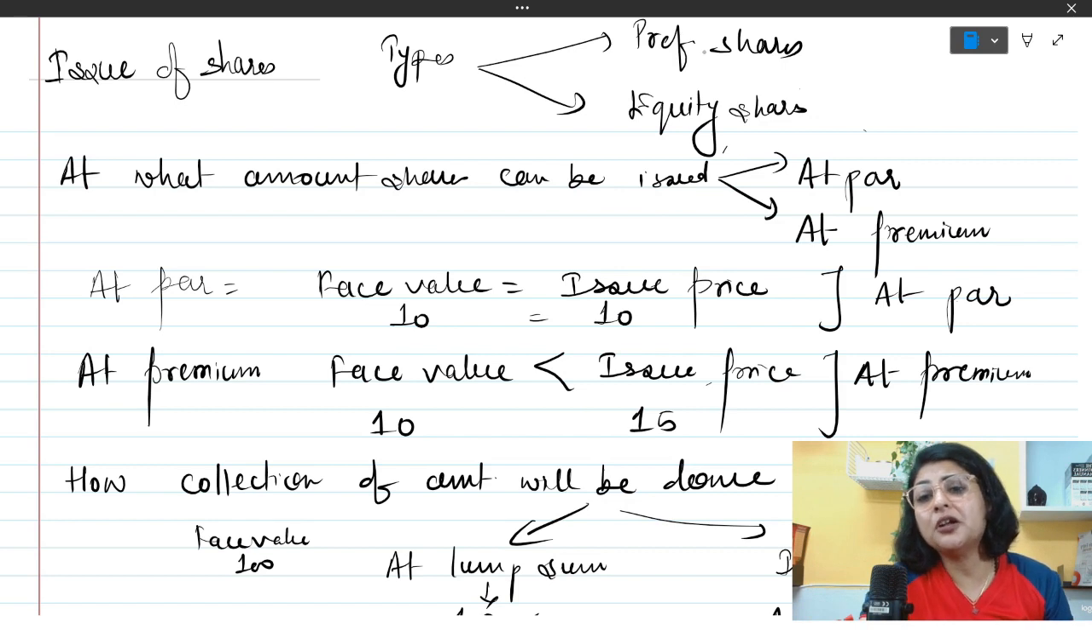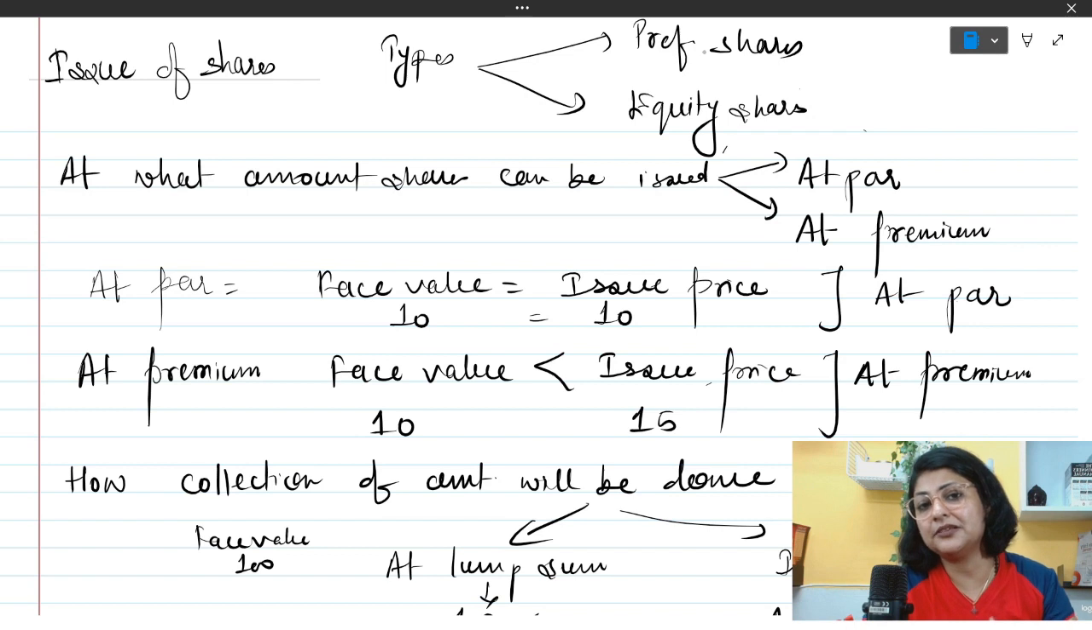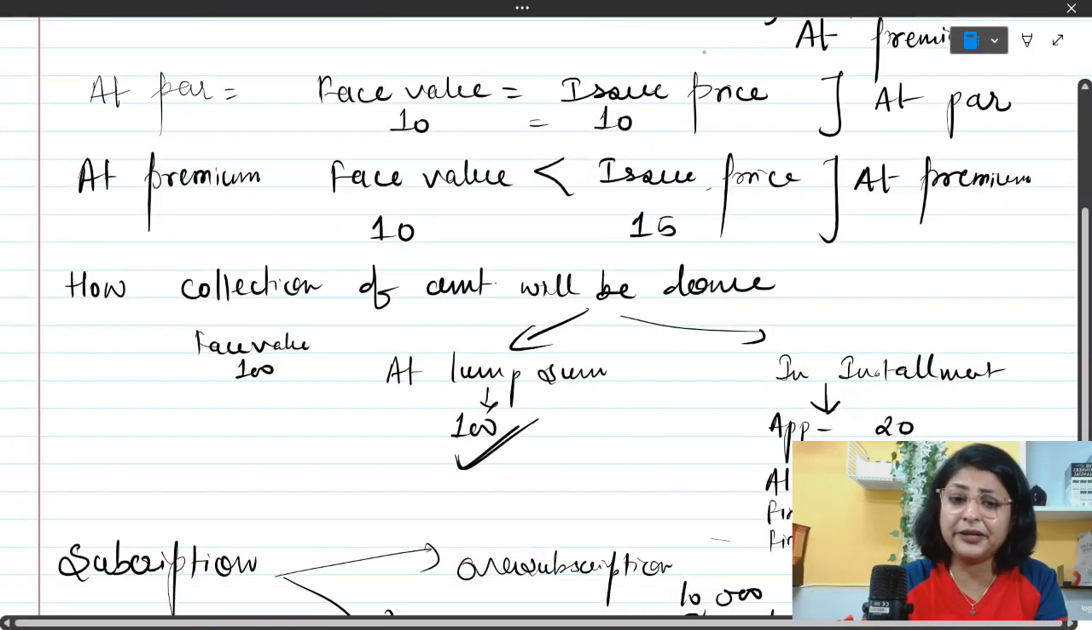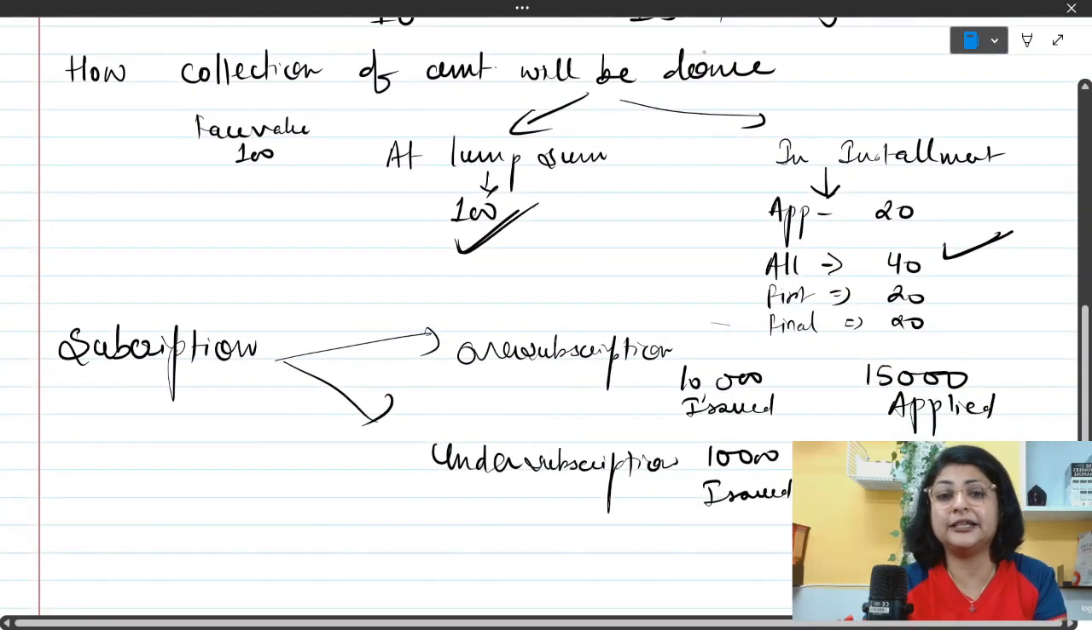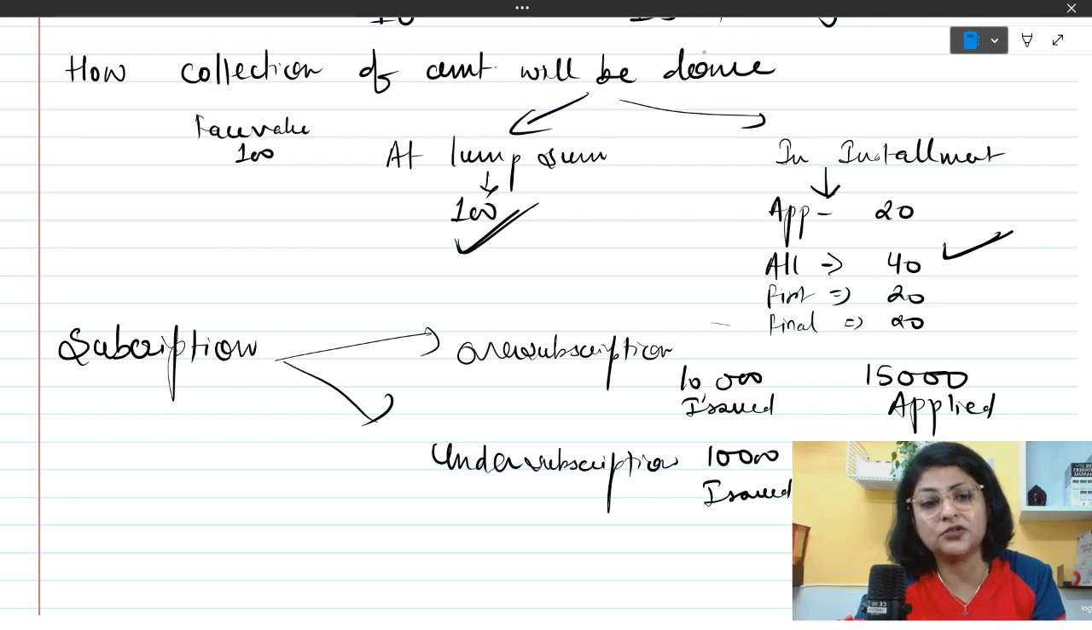Then if we talk about the amount which can be collected from the public, it can be issued at par and it can be issued at premium. Issue at par means issuing the shares at the same amount as the face value. Issue at premium means issuing more than the face value. And the extra amount which the company is collecting is known as premium. How will collection be done? The entire amount can be collected in one go, which is called collection at lump sum. Or the entire amount can be divided into various installments. This is known as collection of shares in installment.